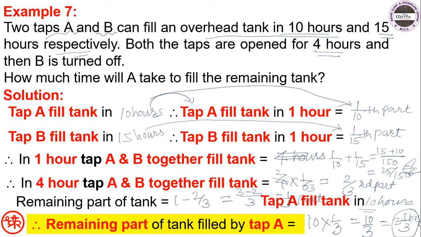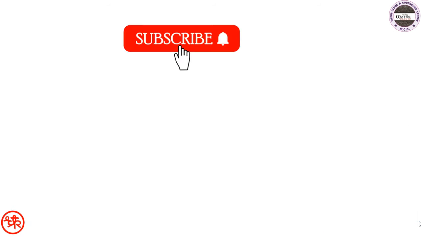Is that clear? So that is example number 7. Okay, so we have seen here the examples which can be used in daily life also. Okay, so dear students, this was the relation between time and work.